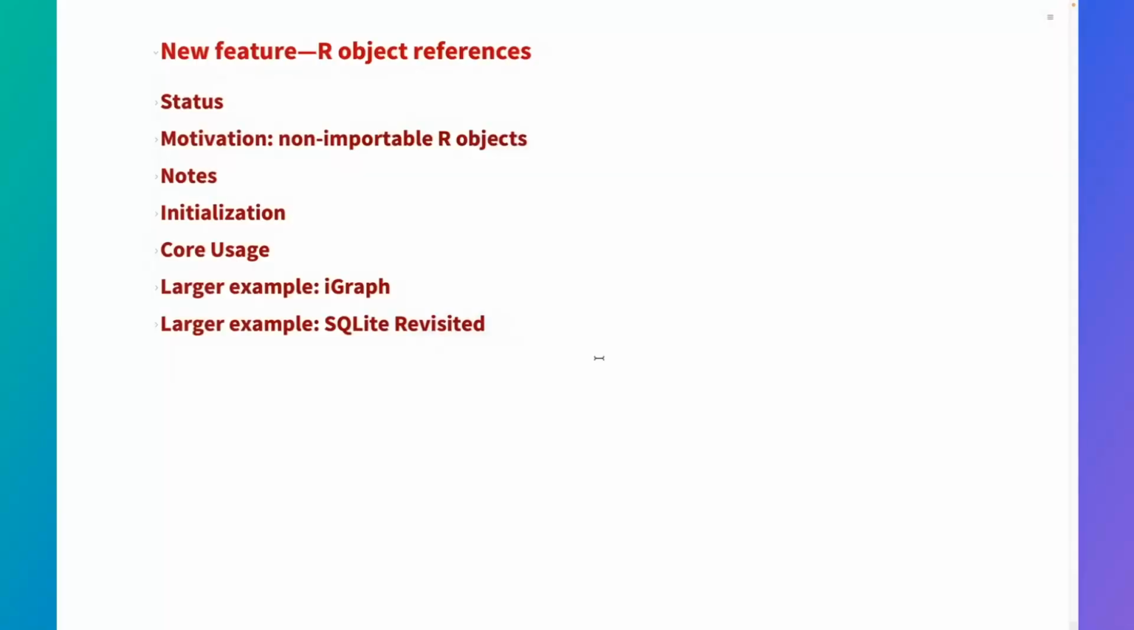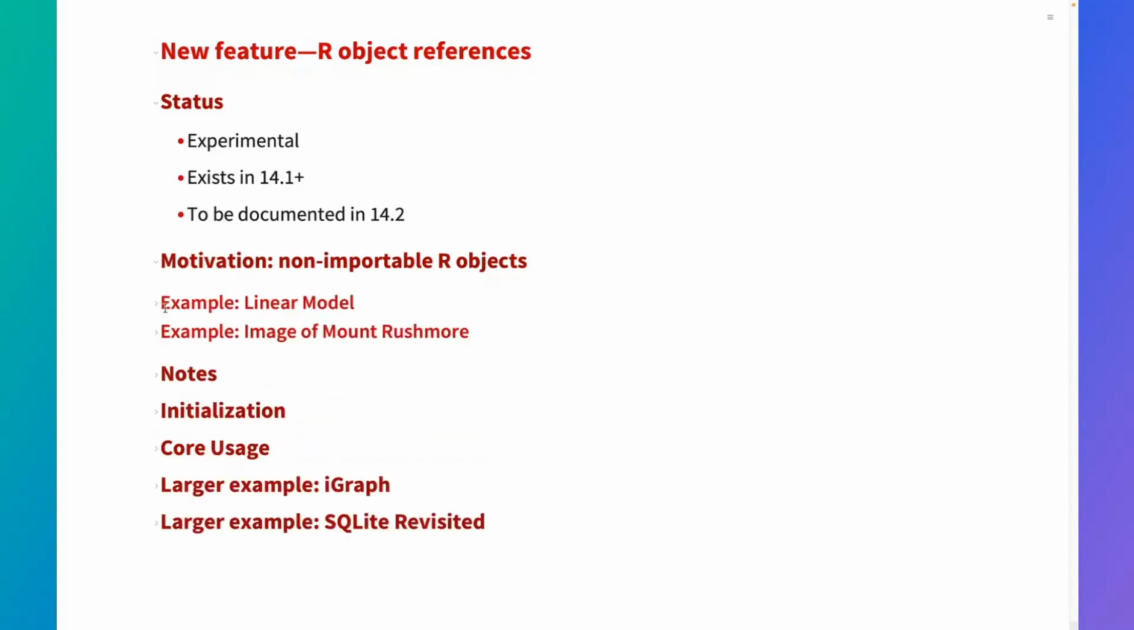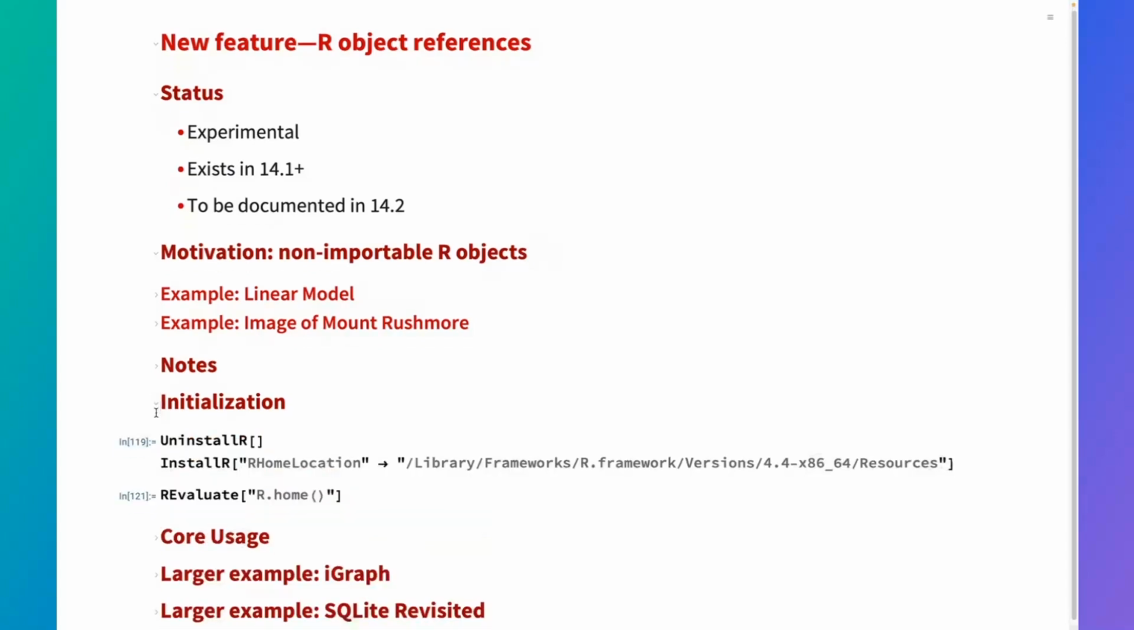Okay, now our object references. So that's probably the last thing I have time to show. This is experimental. It's still to be documented. And the motivation is that there are some R objects which are not directly importable into R. So I will skip the notes. I'll just show you how it's used. Let me just quickly look at, yeah, I don't have much time left.